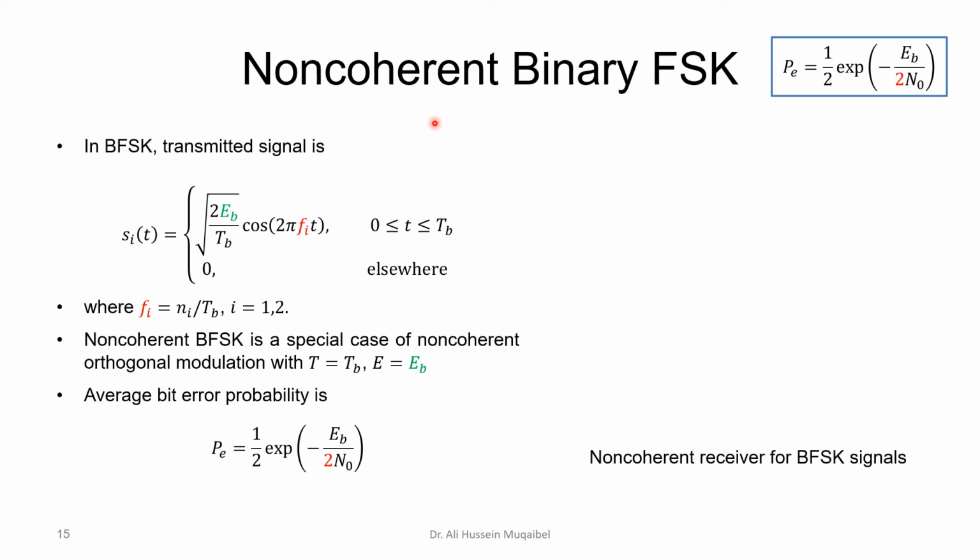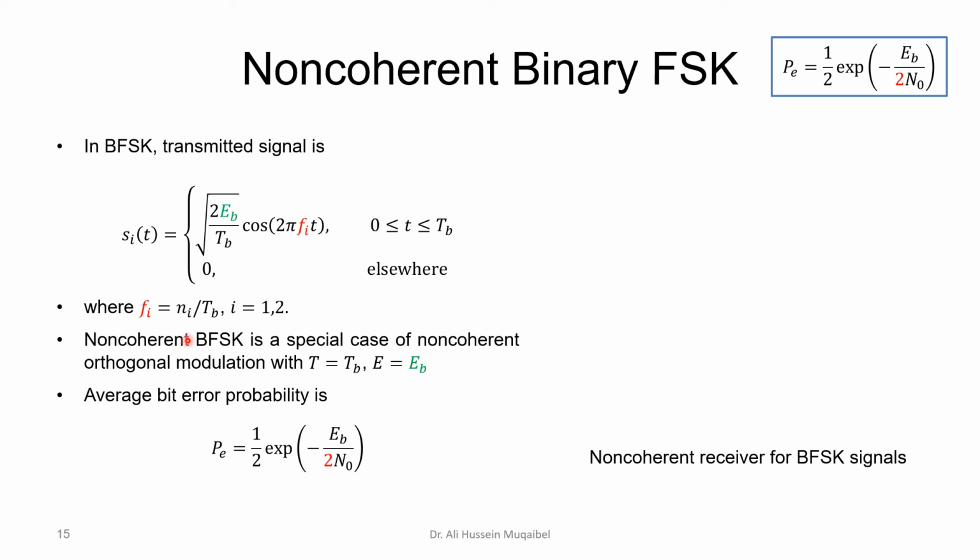Now, specifically for non-coherent binary FSK, what we have seen in the previous slide is the generic form for non-coherent orthogonal modulation, and now we'll just focus on binary FSK. We know that the performance we have seen to be 1/2 exponential minus Eb over 2 N0. In the binary FSK case, the transmitted signal will basically have two different frequencies, and those frequencies, to maintain orthogonality, should follow a certain constraint.